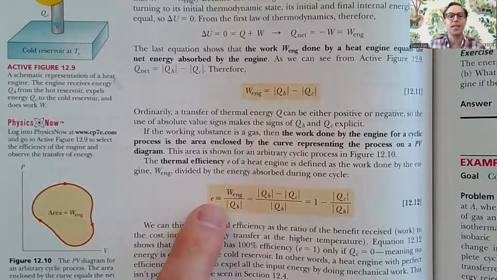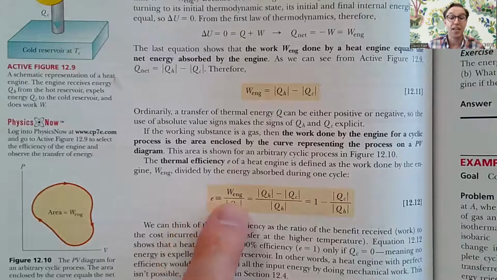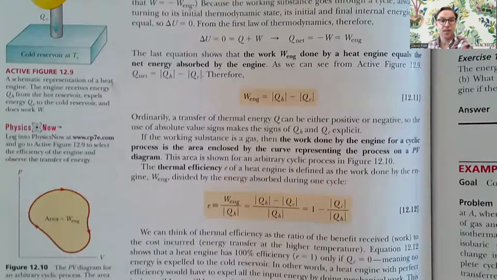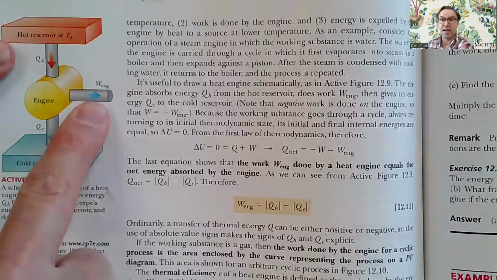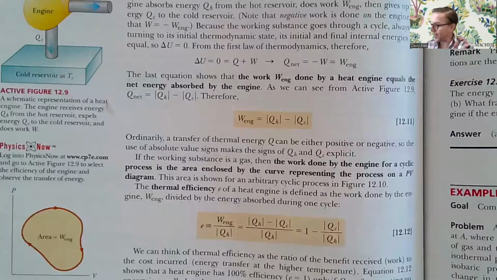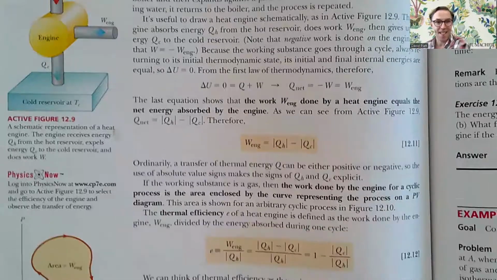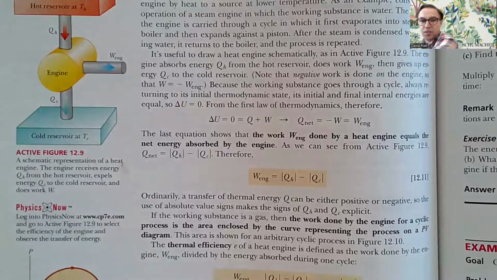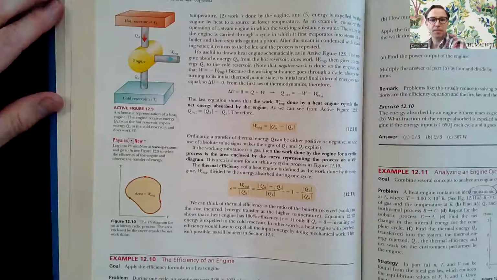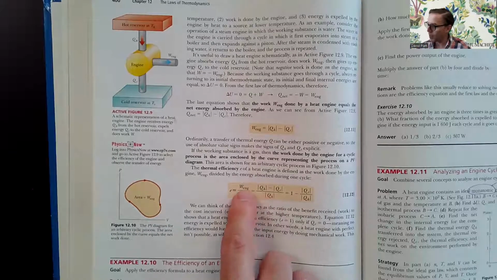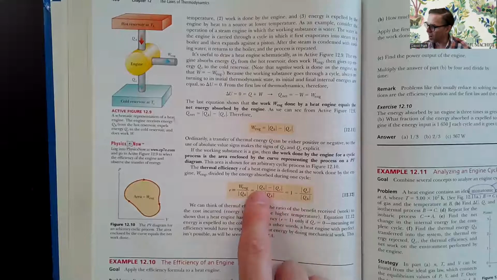Lowercase cursive or lowercase italic e means efficiency, and it's the work done by the engine divided by the heat I put in. So it's this number divided by this number. And then, of course, the work done is this number minus this number. Zoom out so I don't have to keep moving my book. So this Q hot stays Q hot. The work done by the engine got replaced by Q hot minus Q cold.